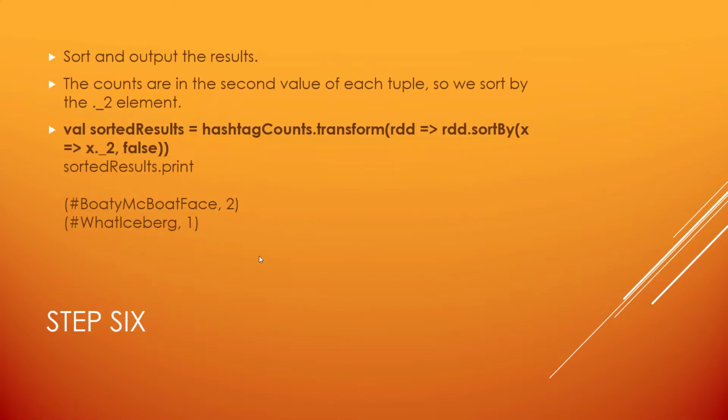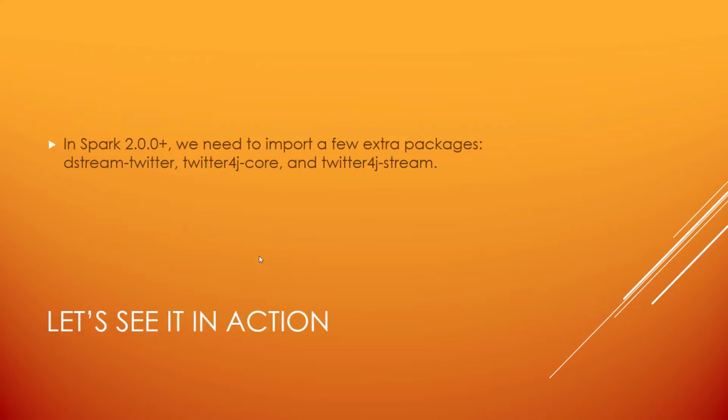So finally, we just need to sort and output the results. We will call transform to sort that RDD based on the second field, which is the count, and print them out. And that should pretty much be it. So let's go and see it in action. Note that we do have some extra libraries that we're using, some third-party libraries. I'll show you how that's set up. And yeah, let's just dive into the code and see if it works. Could be interesting.